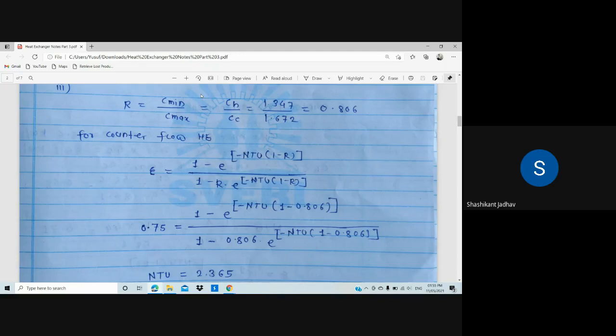Okay, so all of you take 2-3 minutes for this calculation and do the calculation by yourself and find out the correct value of NTU. Already I have calculated the answer for the NTU. That answer is 2.365. But we have to do the calculation by yourself, so that we can easily understand how to calculate this type of equations.